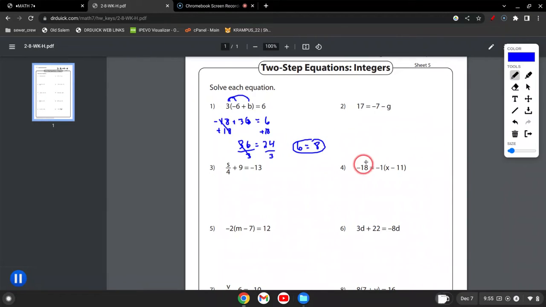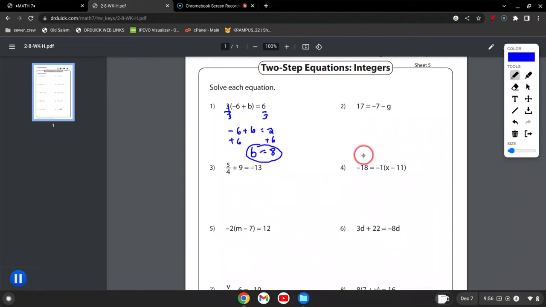Now I'm going to do another way, which seems to be easier. Because there's nothing else here, I could divide both sides by 3 to get rid of this. So this becomes minus 6 plus b. 6 divided by 3 equals 2. I add 6 to this side, add 6 to this side. B is equal to 8.